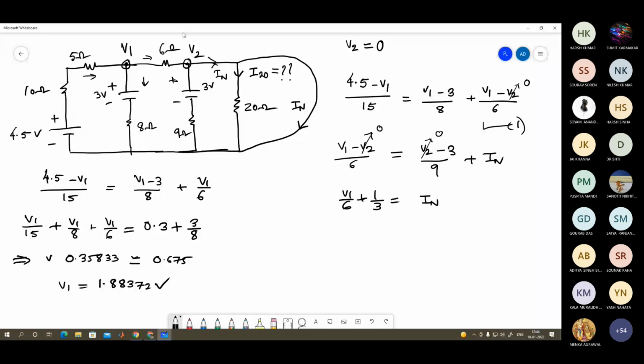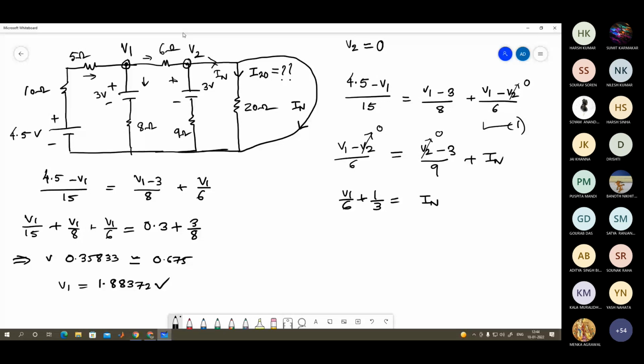So once you know V1, then your IN will be equal to, if you substitute this value, it will turn out to be 0.64728 ampere. So if that is your IN, you found your IN, and the next task is to find out the internal resistance. So what will be your internal resistance?